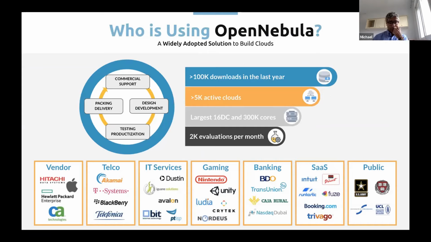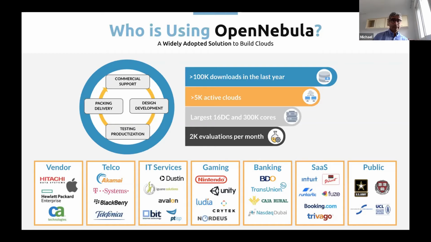So this here is a slide to provide a little bit of insight into the broad usage of OpenNebula. Right now there are over 5,000 active clouds deployed. As a measure of scalability, you can see the largest deployment we're informed of is running on 16 different data centers across 300,000 different cores.